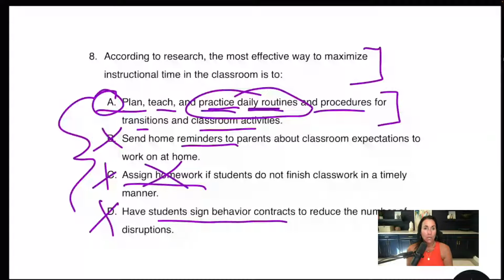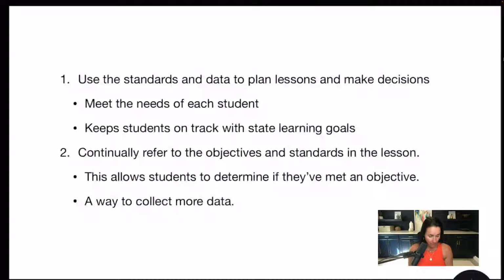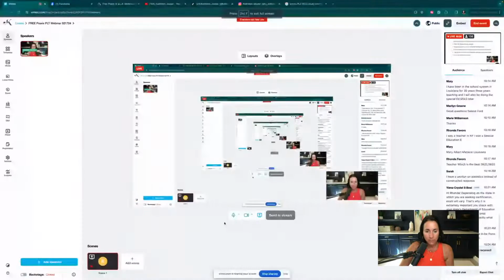Let's read the question. According to research, the most effective way to maximize instructional time. If you want to make sure you're teaching most of the time and not managing misbehavior, A is the way to go, 100%. All right. And the last, now we're on the constructed response. Let me go back in here and just see if you guys have any questions.